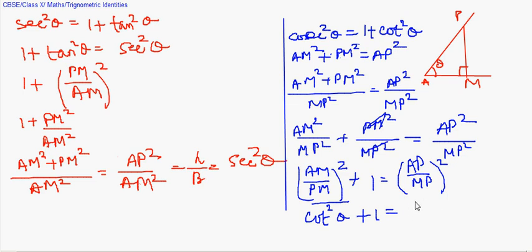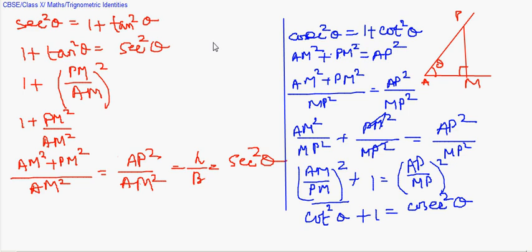It is just the opposite of the sine. This is equal to cosec square theta. This is the third identity. So the first one we learned was cos square theta plus sine square theta is 1. The second one is sec square theta is equal to 1 plus tan square theta. And the third one is cot square theta plus 1 is equal to cosec square theta.